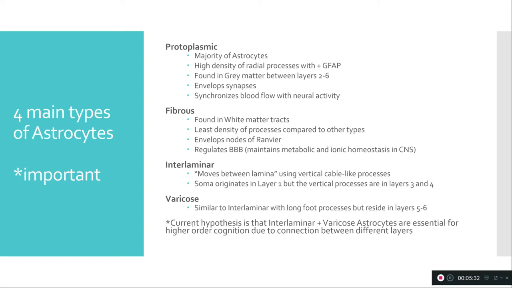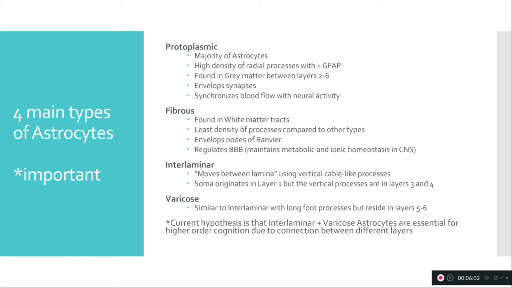And protoplasmic make up the majority of astrocytes. They're going to be very dense with a lot of radial processes. And they're going to be GFAP positive. So GFAP is glial fibrillary acidic protein, which is a characteristic protein that is expressed by astrocytes, especially adult and mature astrocytes. That's going to play a huge role when we look at some of the scientific studies in the end. Okay. Now, these are going to be found in the gray matter between layers 2 and 6.